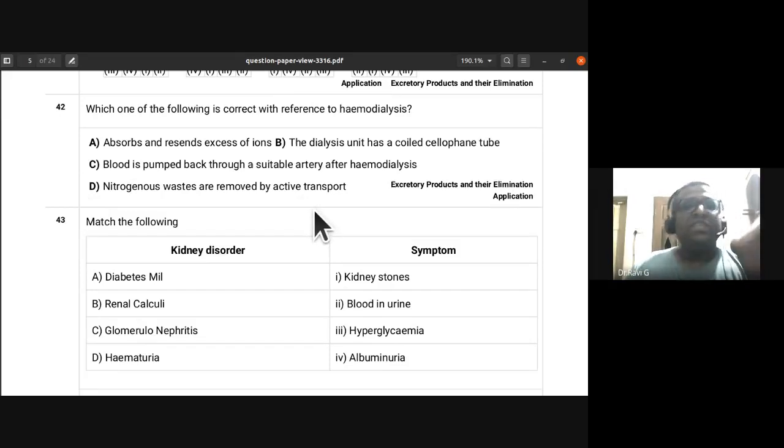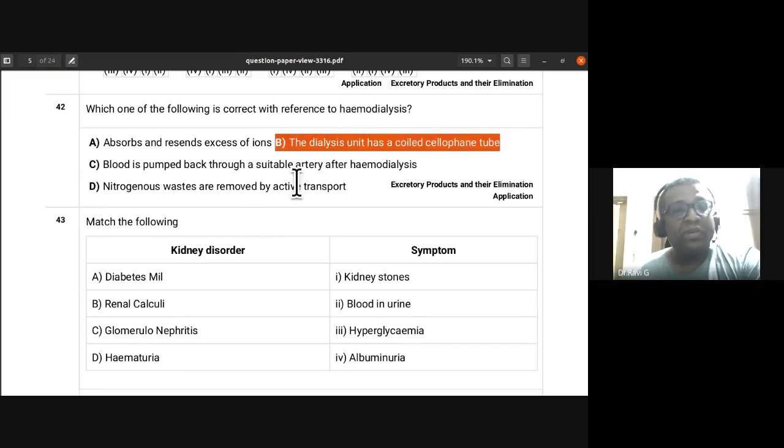42nd one. Which of the following is correct with reference to hemodialysis? They absorb and resend excess of ion. The dialysis unit has a coiled cellophane tube. Blood is pumped back through a suitable artery from hemodialysis. Nitrogenous wastes are removed by active transport. Out of these four options, which one is the right option? The dialysis unit has a coiled cellophane tube is the correct reference in terms of hemodialysis.